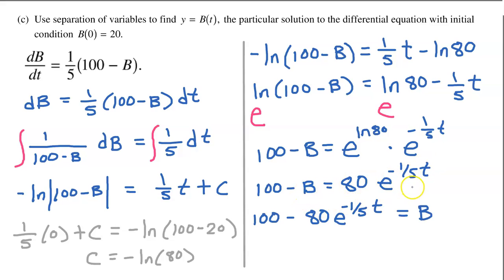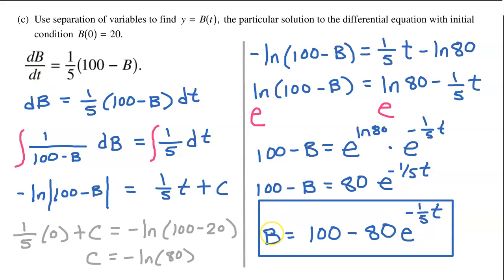Adding b to both sides of the equation and subtracting this term from both sides, we have this. I'm just going to flip this around. So b equals 100 minus 80 times e to the -1/5 t power.